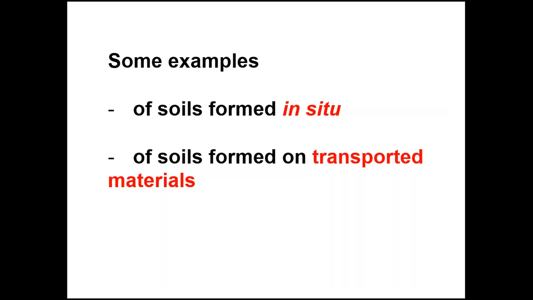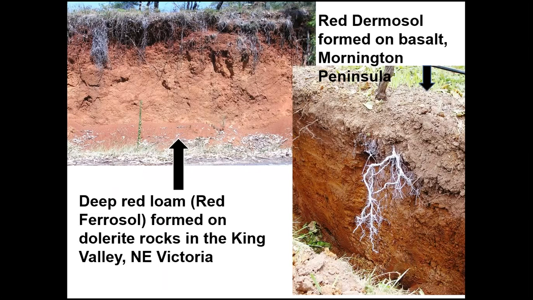Let me give you some examples of these inherent factors, how they affect soils formed either in situ, that's in place, or formed on transported materials. Looking firstly at the slide on the left, a deep red loam formed on dolerite rocks in the King Valley of northeast Victoria. This has been used for viticulture by Brown Brothers and others at a height of about 800 metres. And then we have another soil on the right, a red dermosol formed on basalt, another basic rock, on the Mornington Peninsula, which shows, in both cases, a very uniform profile going from the surface down to the subsoil, and these are deep soils so that vine roots can penetrate quite deeply.